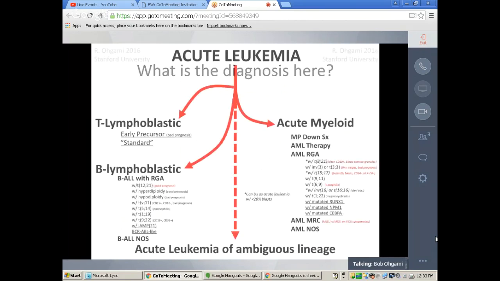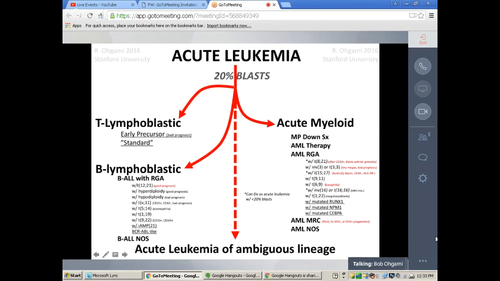Again, we can return to our roadmap and say that we saw over 20% blasts in the peripheral blood and bone marrow. So we're in acute leukemia land. There was no CD3 expression, no CD19 expression, and there's MPO expression. So we're into the category of acute myeloid leukemia.